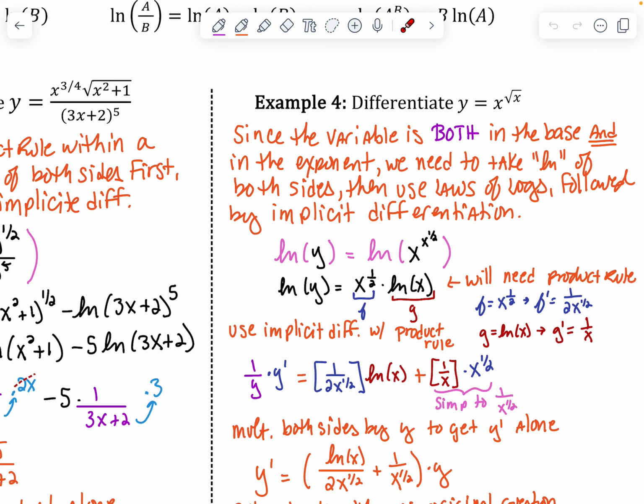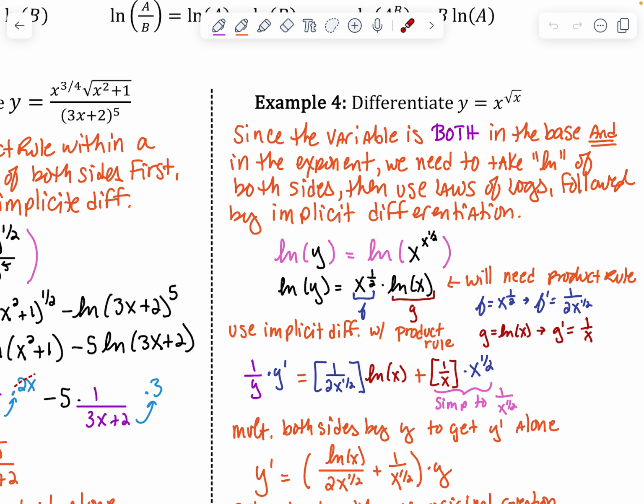So if f is x to the 1/2, then I'm going to bring the 1/2 out front, subtract 1 to get a negative 1/2, which would go to the denominator. The natural log of x has a derivative of just 1 over x. So I'm ready to use implicit differentiation involving the product rule I've prepared for.